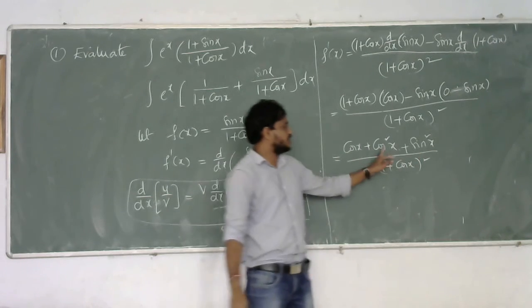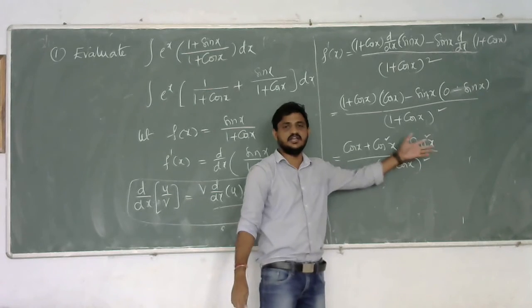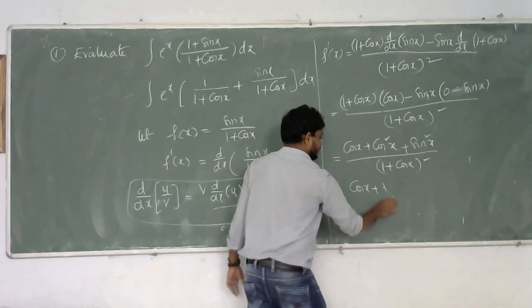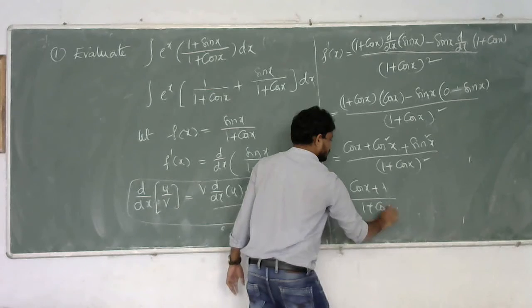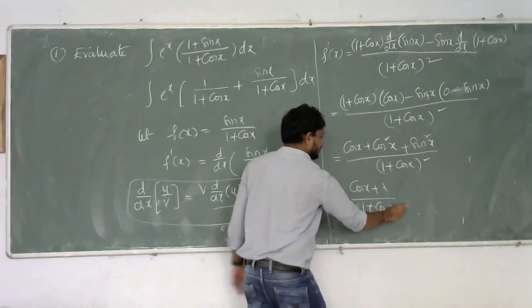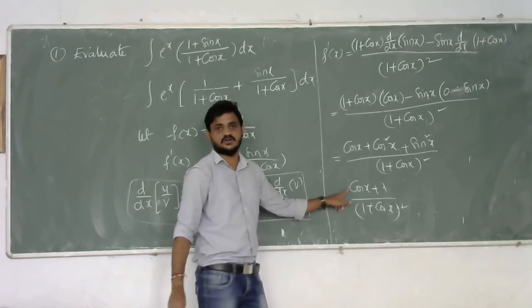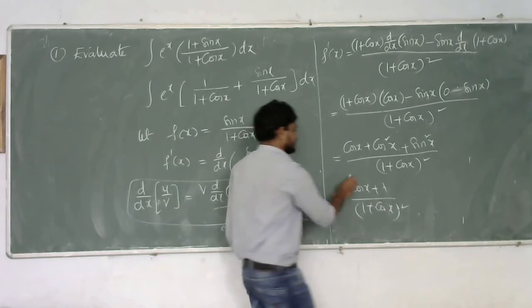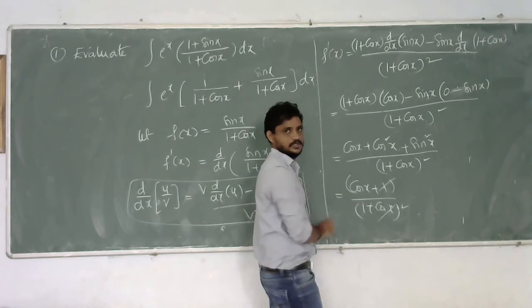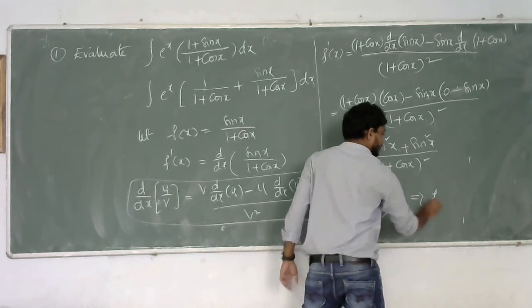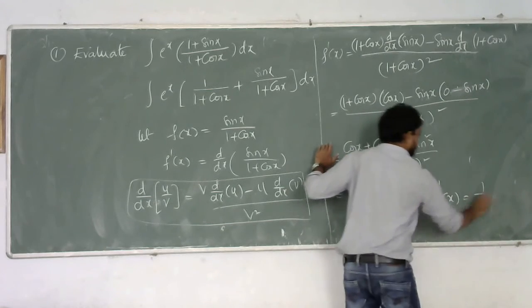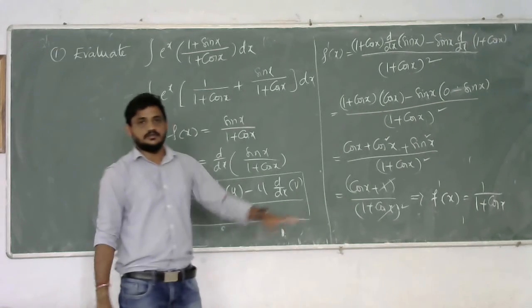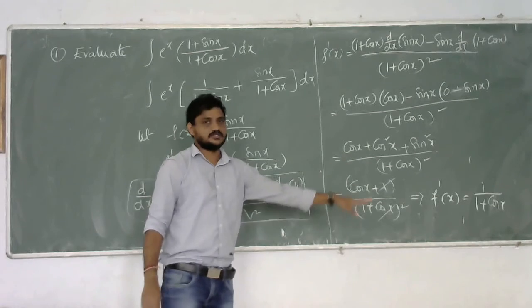Here we have cos square x plus sin square x. So what is the value of cos square x plus sin square x? 1. That is cos x plus 1 by 1 plus cos x whole square. In the numerator we have 1 plus cos x, 1 term. In the denominator we have 2 terms. So let us cancel this. Okay, so we will get f dash of x equals 1 by 1 plus cos x.